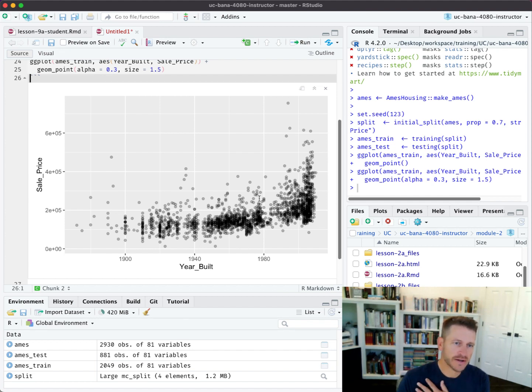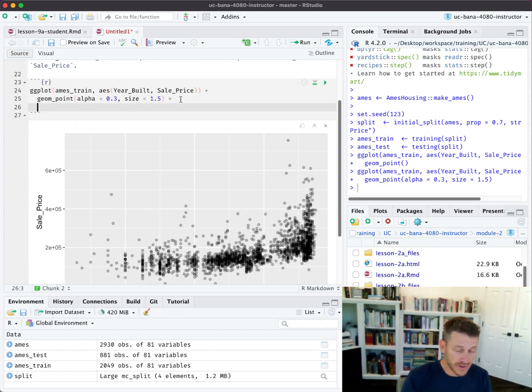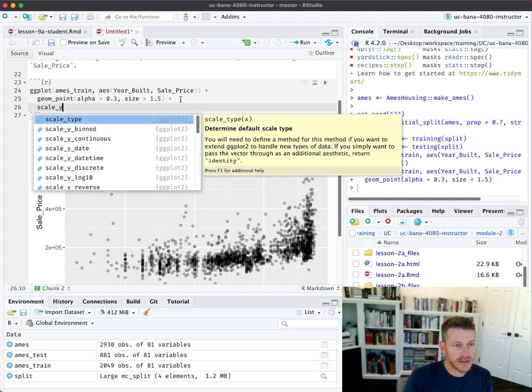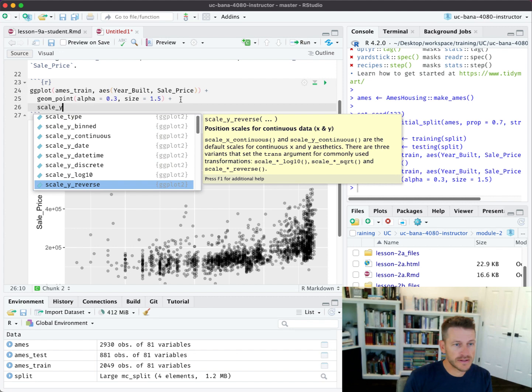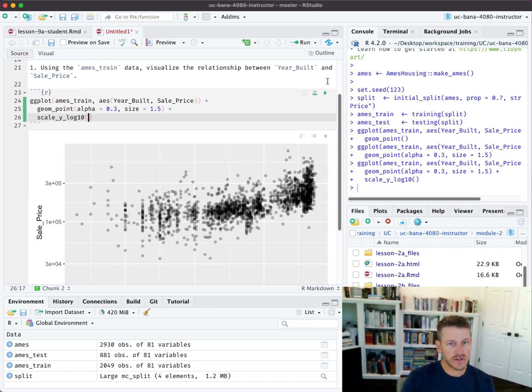And we can see that there tends to be, or there looks like there is a positive relationship, right? But whether it's linear, I'm not exactly too much sold on that. We could even do a couple things here. We could say scale y. Let's do a log transformation. Let's see what this makes us change.